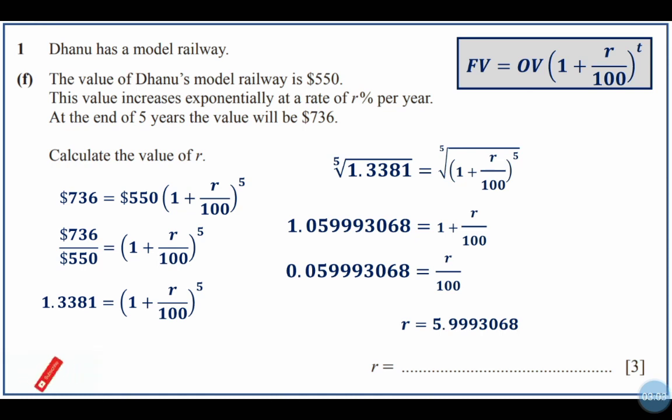So if I change that into 3 significant figures, the third significant figure is 9. Okay, and the following number is 9, so it will become 10. It moves and then it will become 6. Okay, so the rate now is 6%. Okay, we're done with question number 1. Let's go to question number 2.